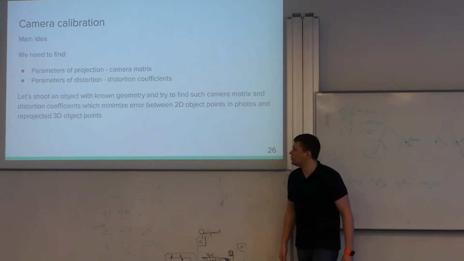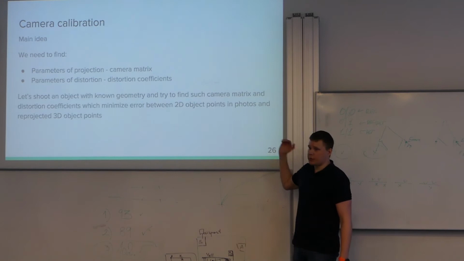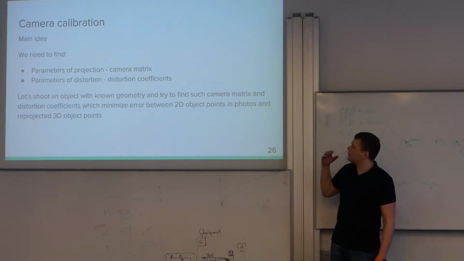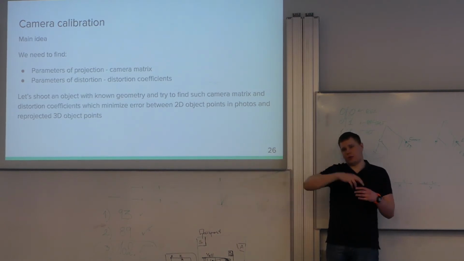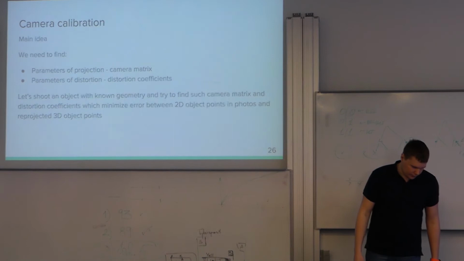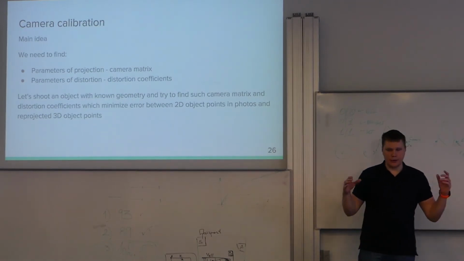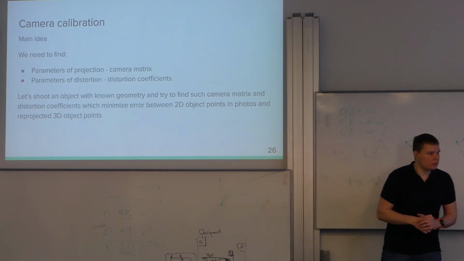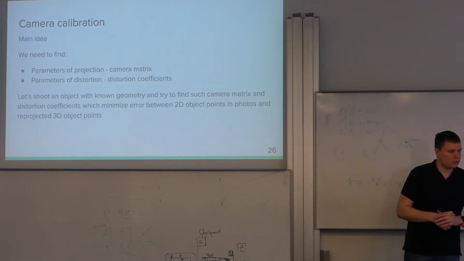So as I said, what we need to find during calibration? It's a parameter of projection, how 3D points project to 2D, and also how the image is spoiled by the camera. These are the distortion coefficients. The projection will be different according to camera and lighting, right?